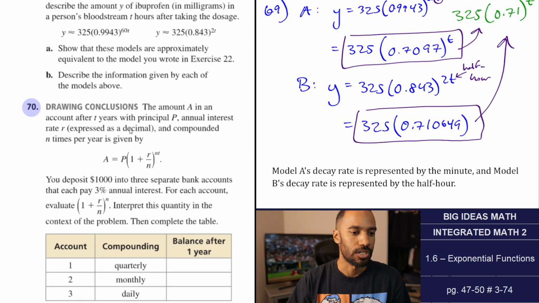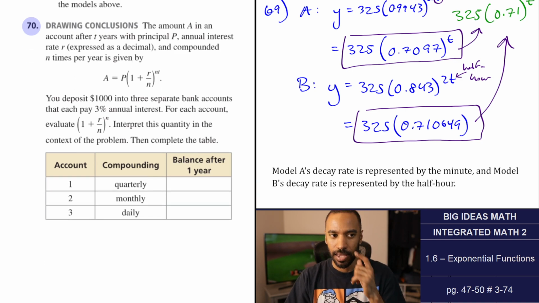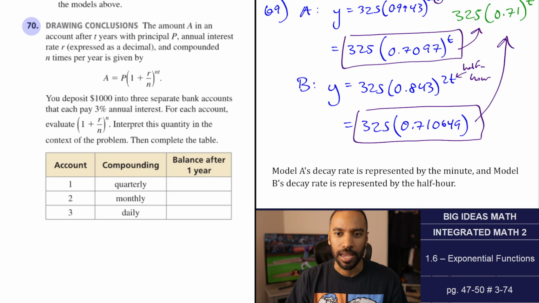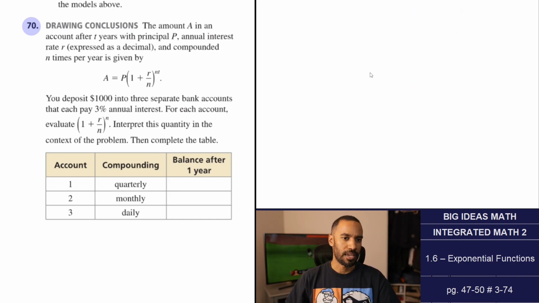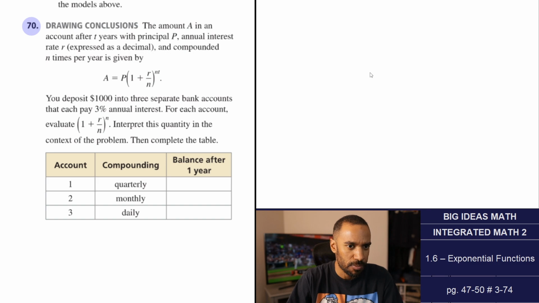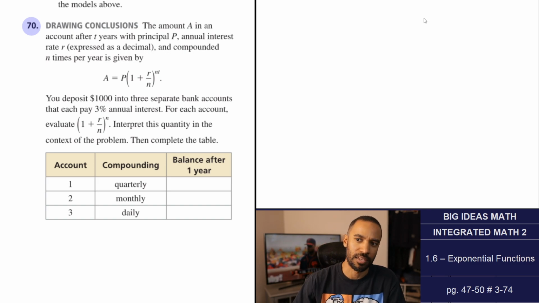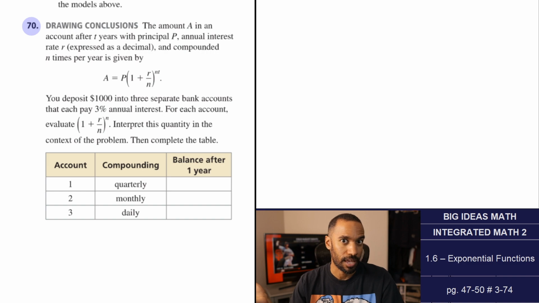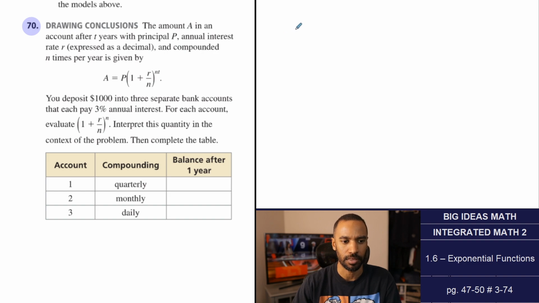Okay, number 70, drawing conclusions. The amount A in an account, I know that formula. The amount A in an account after t years with principal P, annual interest rate r expressed as a decimal, and compounded n times per year is given by this. This is called compounded interest, and when you take integrated math 3, this will be very common. You deposit $1,000 into 3 separate bank accounts that each pay 3% annual interest. For each account, evaluate 1 plus r over n to the nth power. Interpret this quantity in the context of the problem, then complete the table.